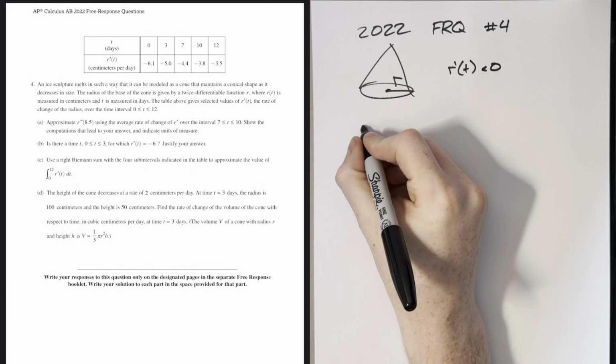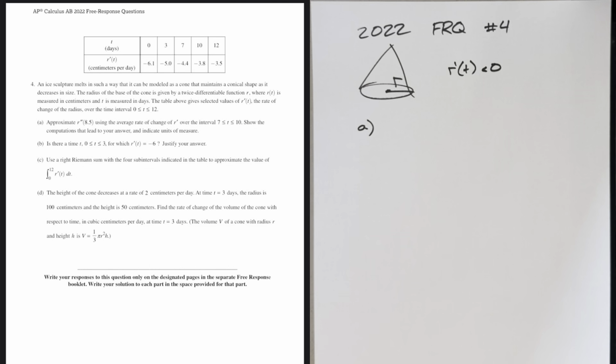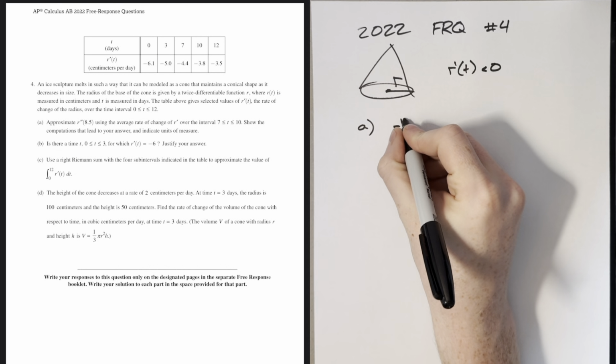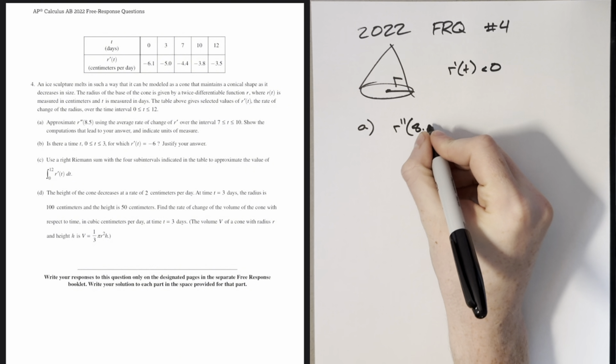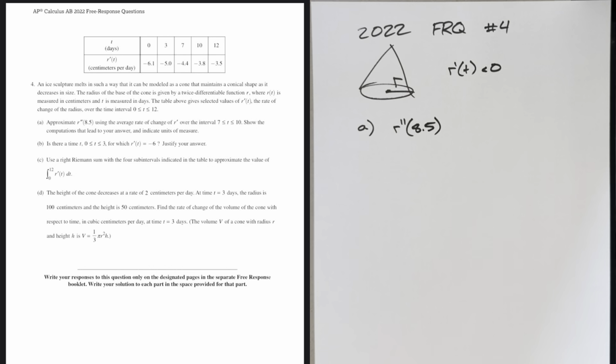But part A, let's go for it. Part A says approximate r double prime of 8.5 using the average rate of change of r prime over the interval from 7 to 10. Show the computations that lead to your answer and indicate the units of measure.